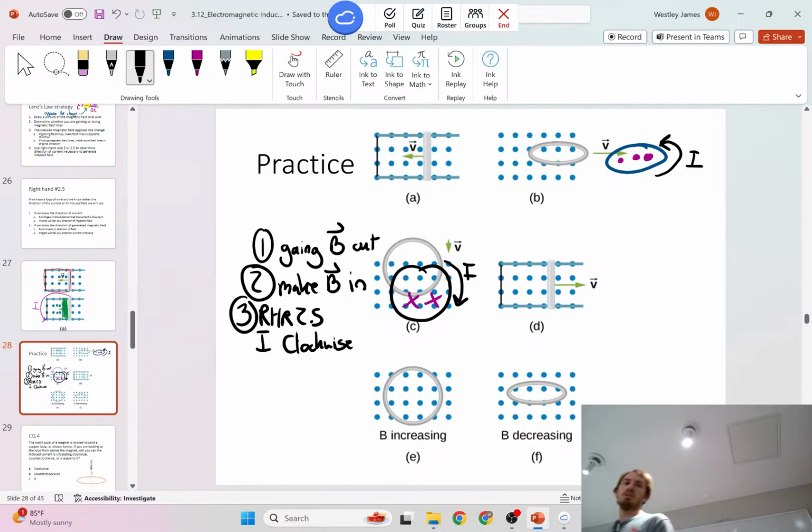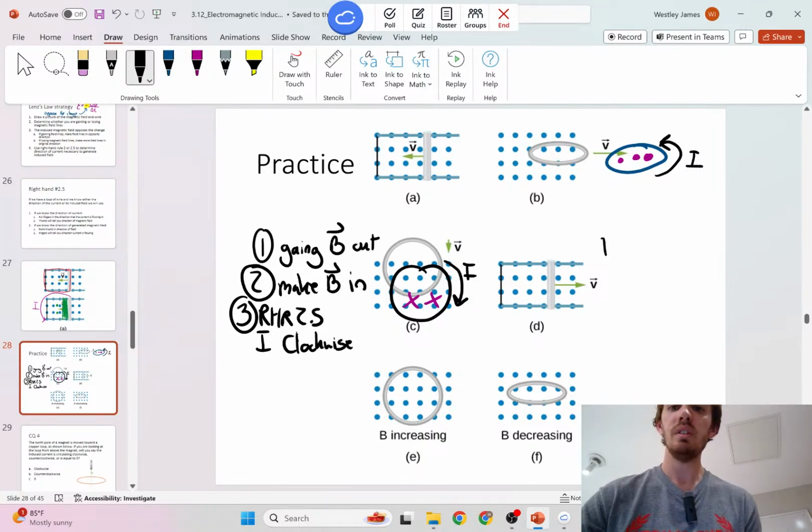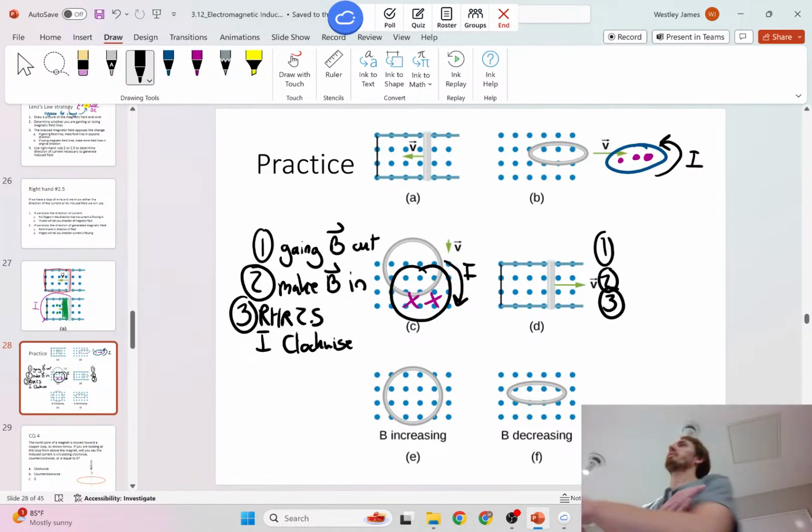All right, try the next one, y'all. Step 1, step 2, step 3. Am I gaining field lines or losing them? If I'm gaining them, which way am I gaining them? 2, how do you counteract that? 3, use right-hand rule 2.5 to find the direction of current. Very recipe based. So once you can do 1 or 2 of these on your own, you can do every single one.